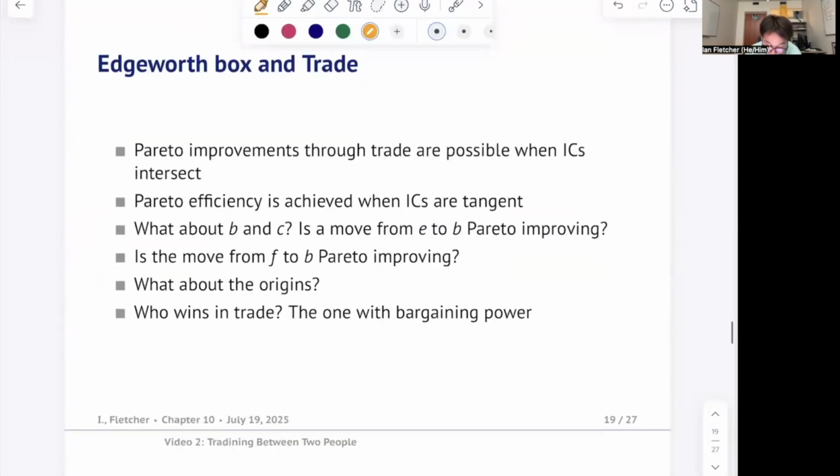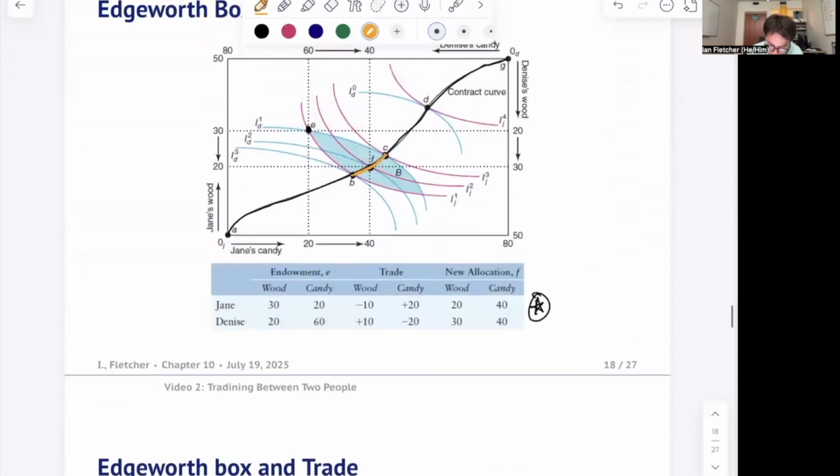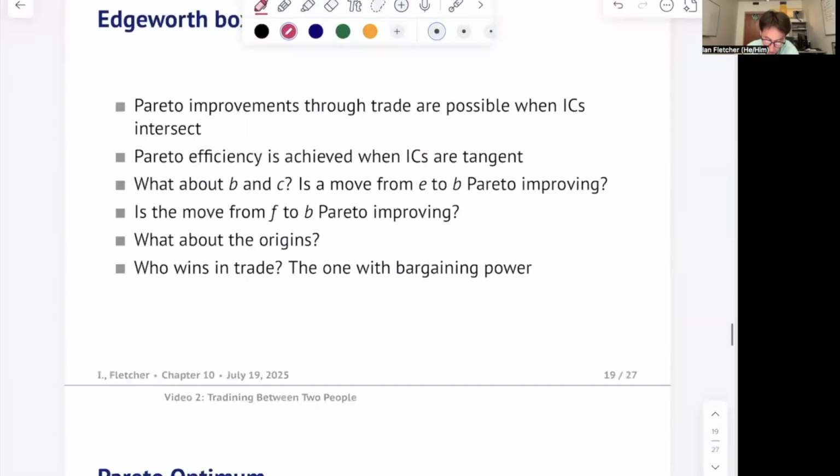But what about moving from F to B, right? So what if we were here in the center and we moved back to B? Unfortunately, that is not a Pareto improvement because it would harm Jane from that initial starting point. And so all of these Pareto improvements all depend on initial conditions and they all depend on the initial allocation of resources. And so that regression from F to B harms Jane in this decision, although it does benefit Denise again. And so that would not be a Pareto improvement.